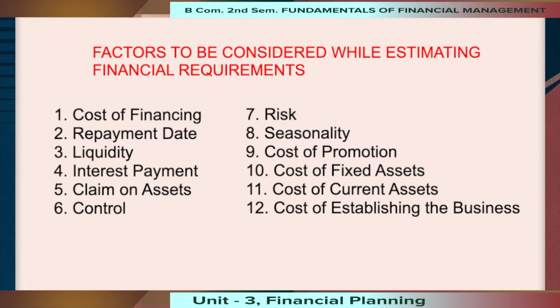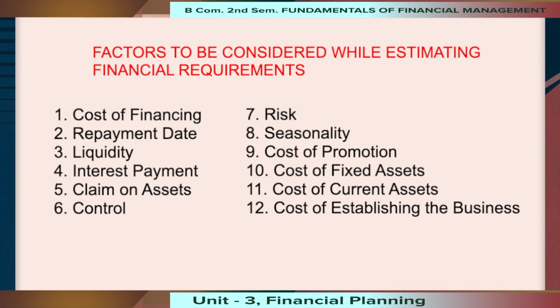Then the next one is seasonality. The financial requirements of a concern are highly influenced by seasonality, which cannot be easily predicted. Events like strikes, changes in technology, etc. affect our financial requirements. Next one is cost of promotion. Expenses incurred before the incorporation of a company are called promotion expenses. These include expenses on preliminary investigation, accounting, marketing, and legal advice, etc.